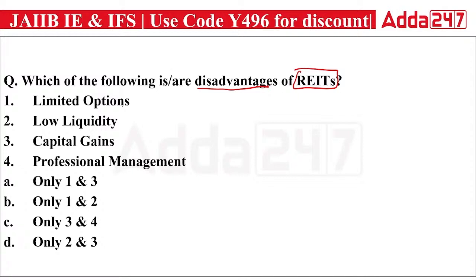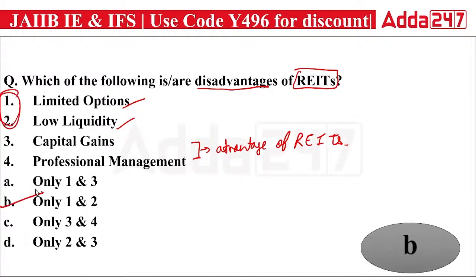So the limited options are there, low liquidity is there, this is true. Capital gains and professional management are not disadvantages, they are the advantages of REITs. You will get capital gain and professional management. These are the advantages of REITs. The disadvantages are only one and two. The right answer will be option B. You have a limited option here and low liquidity because you are investing in real estate.